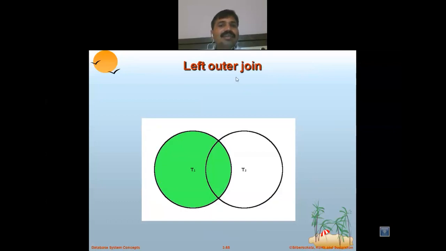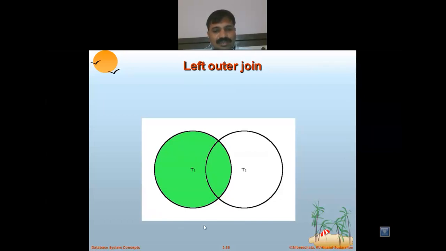Another we can use is the left outer join. In this case, we take all records from the left side, T1, and those which match with T1. So that time we can use a left outer join. The left, right and full outer join are there.